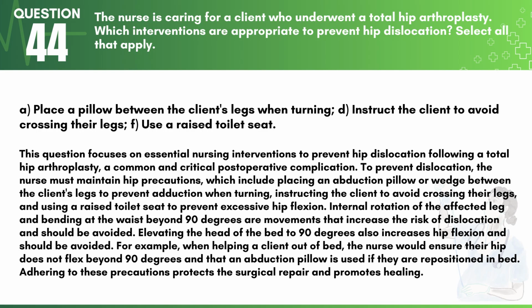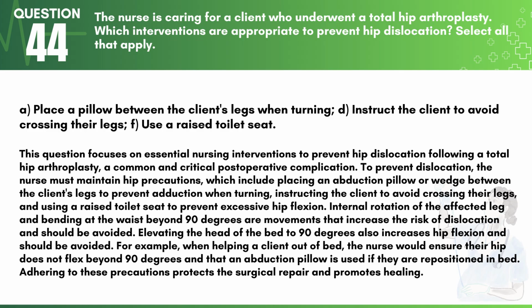Answer. Place a pillow between the client's legs when turning. Instruct the client to avoid crossing their legs. Use a raised toilet seat. This question focuses on essential nursing interventions to prevent hip dislocation following a total hip arthroplasty, a common and critical postoperative complication. To prevent dislocation, the nurse must maintain hip precautions, which include placing an abduction pillow or wedge between the client's legs to prevent adduction when turning, instructing the client to avoid crossing their legs, and using a raised toilet seat to prevent excessive hip flexion.